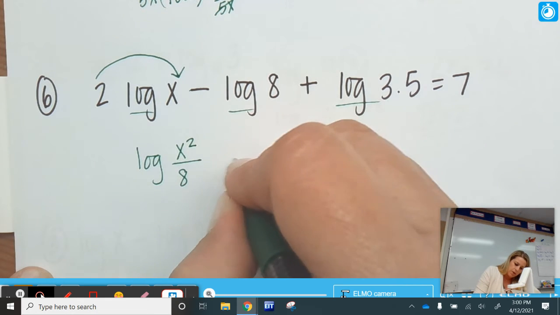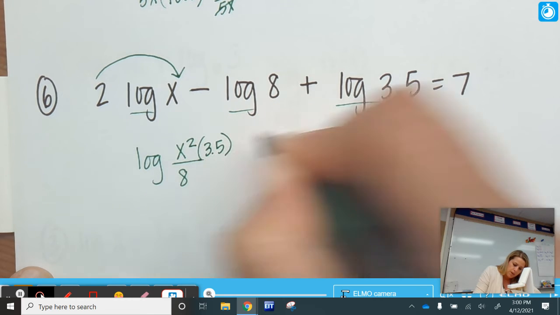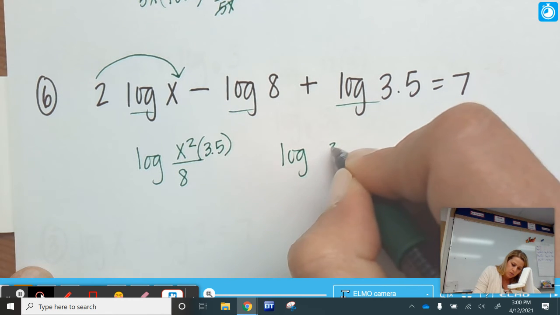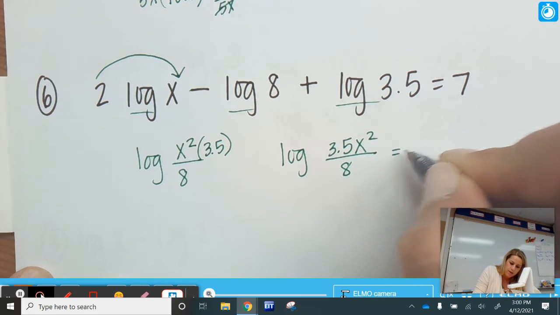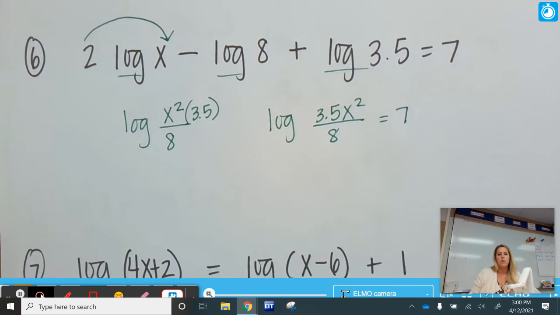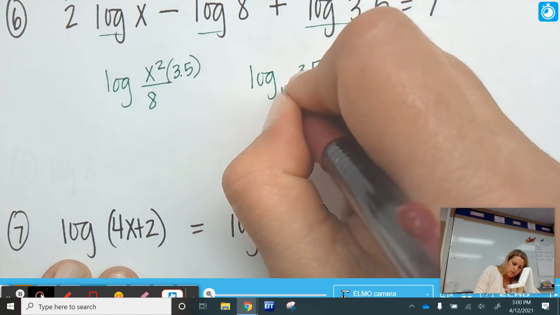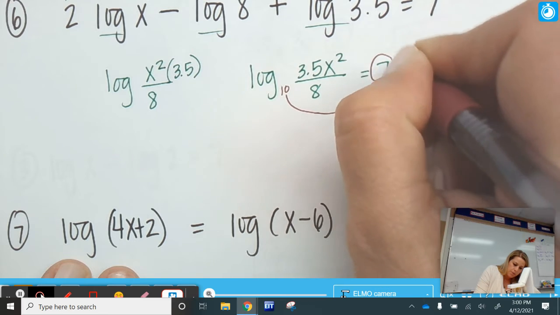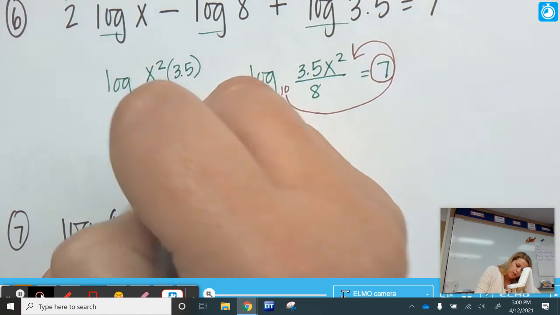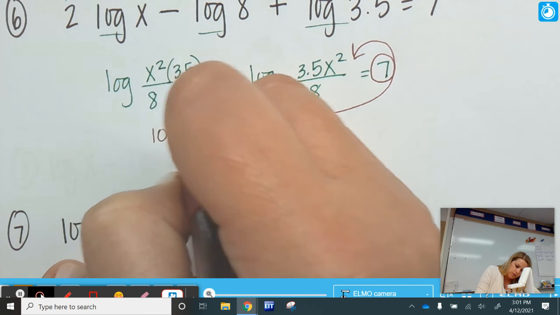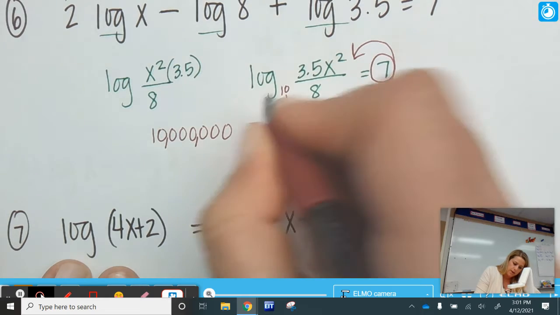So I'm going to rewrite this. Let's see. I'll put it right here just so we can see it. But then I'm going to rewrite it because I like to see the 3.5x squared over 8 that way. Okay, now we've got one log. So now we're going to loop-de-loop. This is going to be a big number. So 10. So 1 and then 7 zeros. 1, 2, 3, 4, 5, 6, 7, 3, 6. Okay.